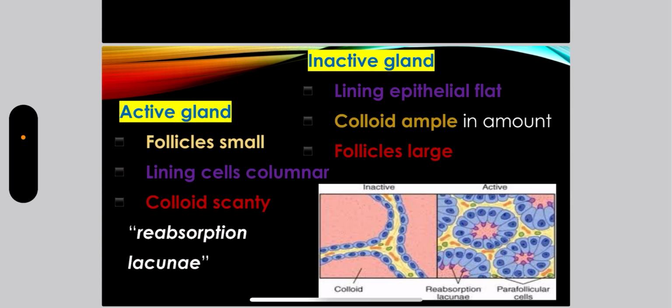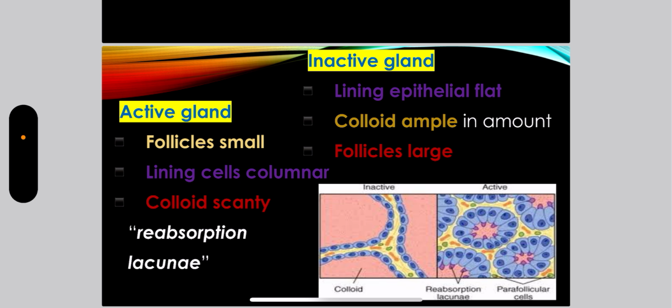Now, the thyroid gland looks different histologically when it is active and when it is not active. So when the gland is not active, we can see that the lining epithelial cells are flat. You can see in this figure, epithelial cells are flat. Colloid is ample in amount and the follicles are also large.